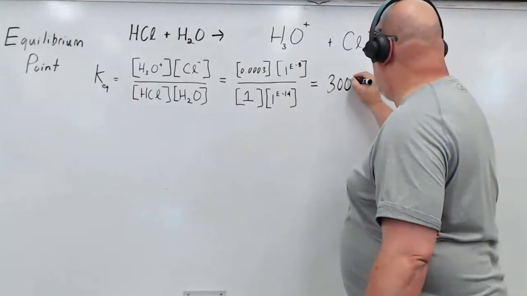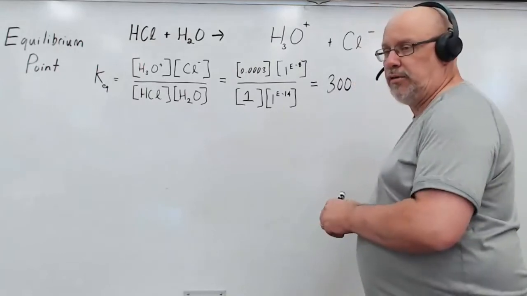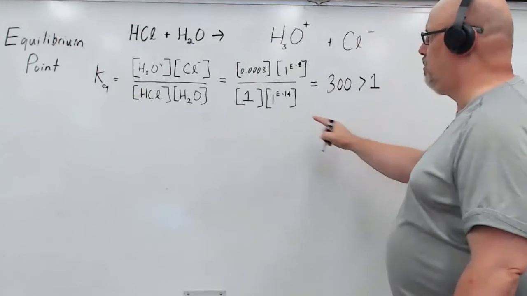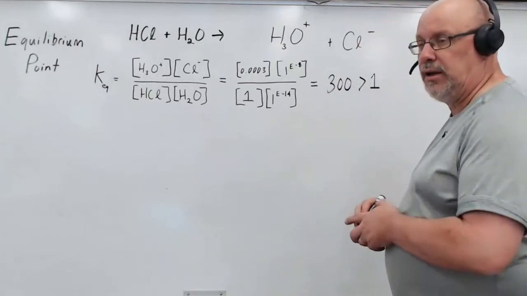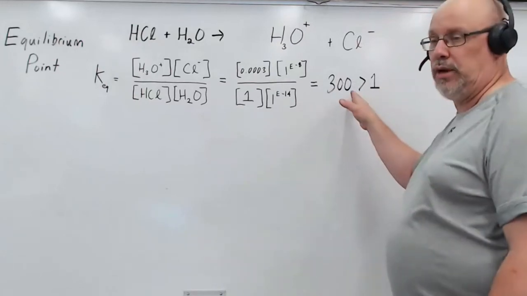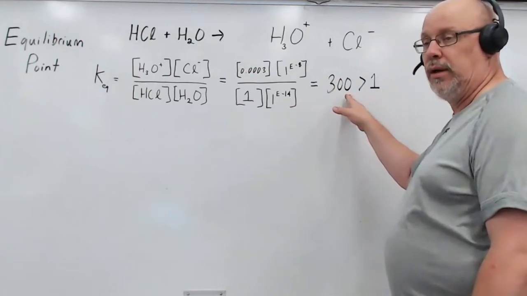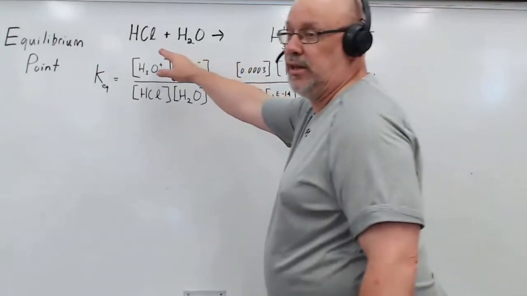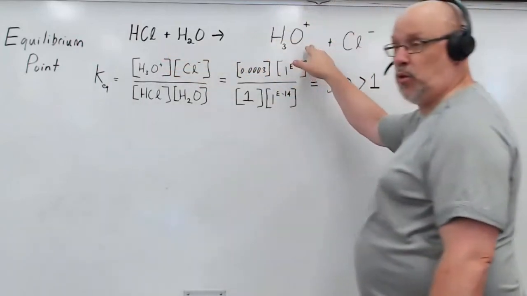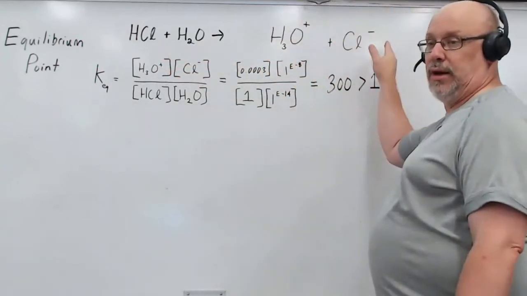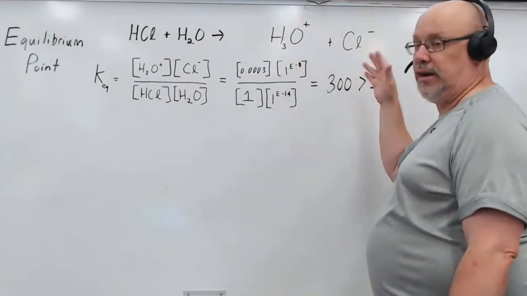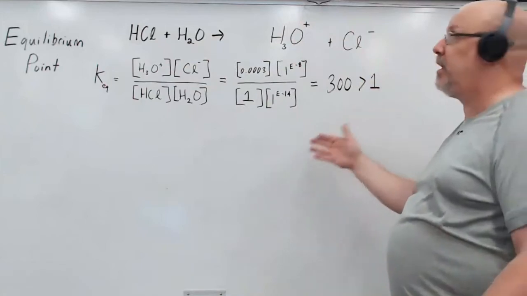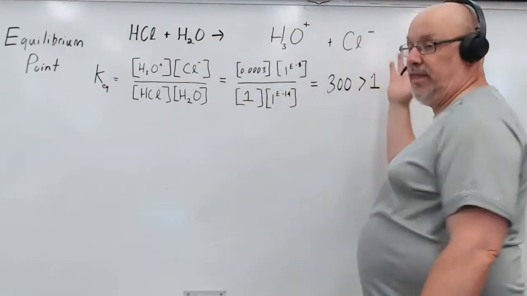Now, what does that mean? Well, it's a number that's greater than 1, right? Since it's greater than 1, it definitely means that we're dealing with a strong acid. And with a strong acid, we expect a number that's greater than 1. What does this mean? It means in this reaction, the hydrochloric acid is about 300 times more likely to break down into these ions than it is to not break down. Again, it's a large number. It's more likely to break down than not.